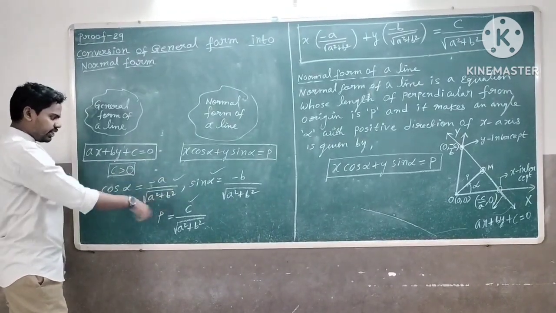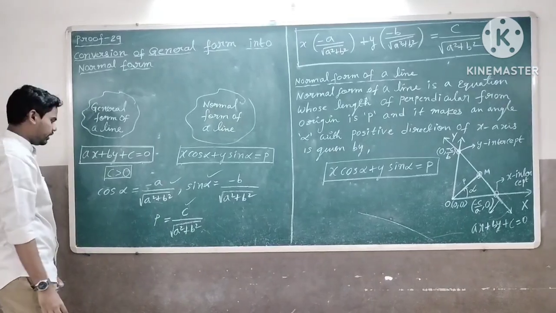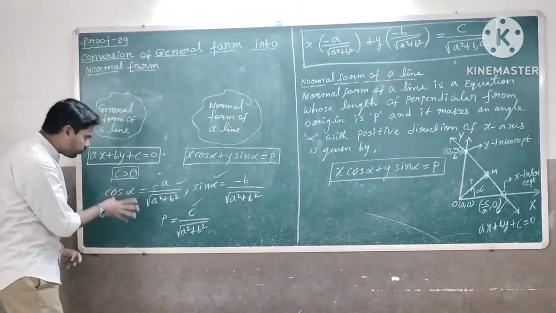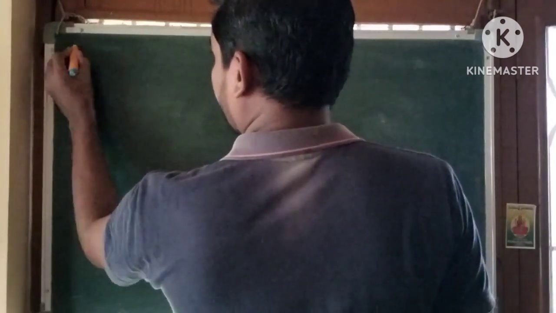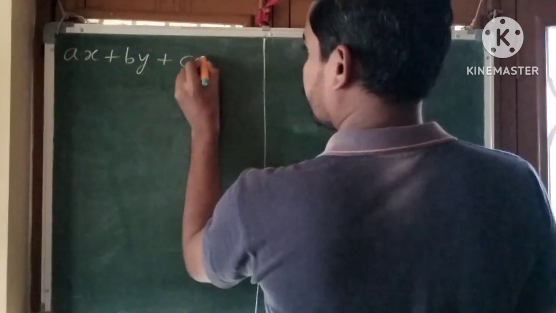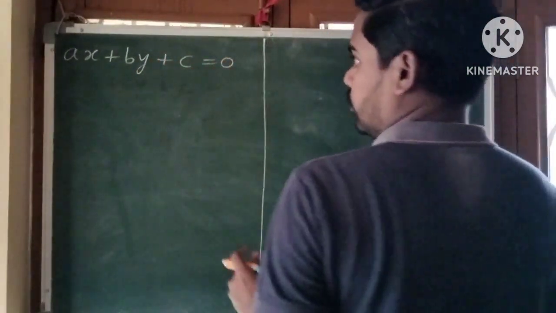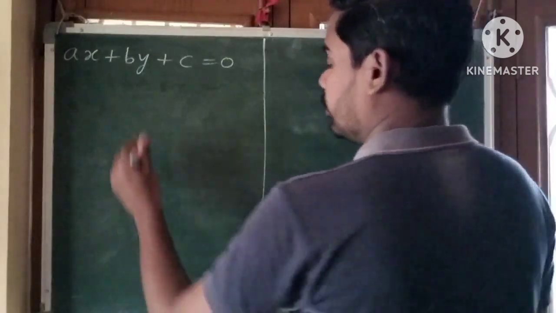Using these three relations we can convert general form of a line into normal form of a line. Okay, so let us prove all these formulas. General form of a line is ax plus by plus c is equal to 0. Now this is the equation of general form of a straight line.